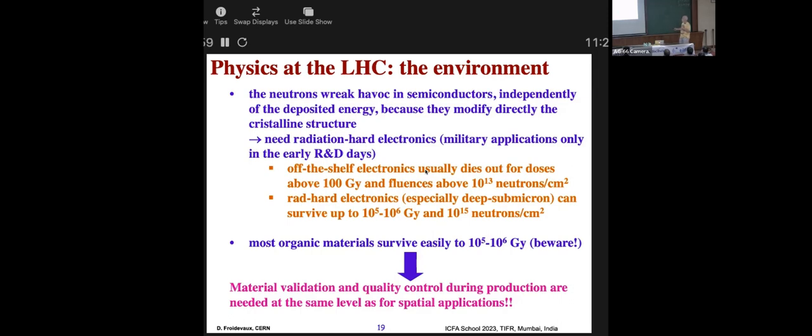So this is why the need for radiation hard electronics with military applications was what was required most in the early days. On the other hand, most organic materials survive reasonably easily up to the required doses. So material validation and quality control during production are needed at the same level as for spatial applications, because there's no way we can go and repair anything if something goes wrong.